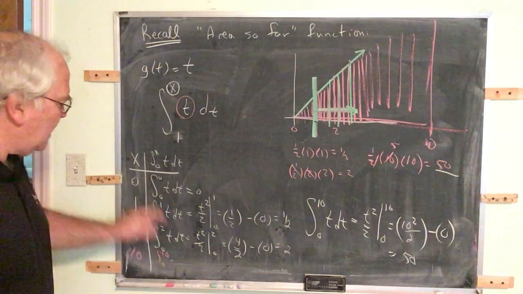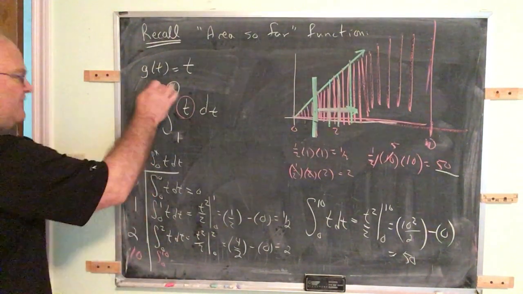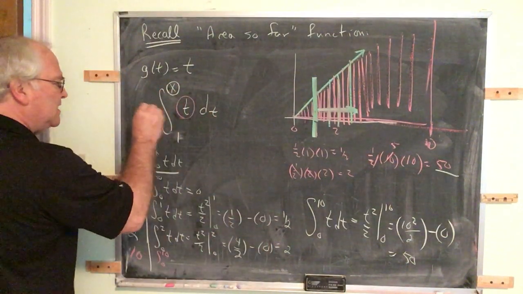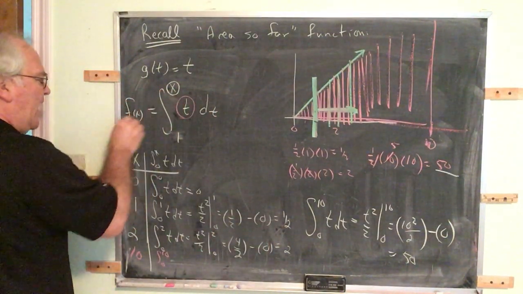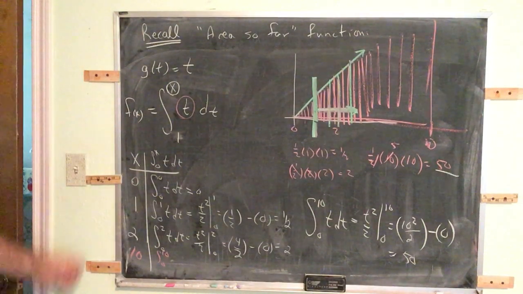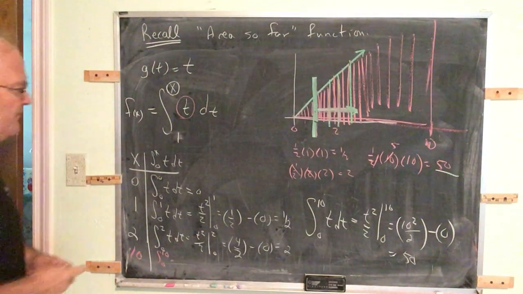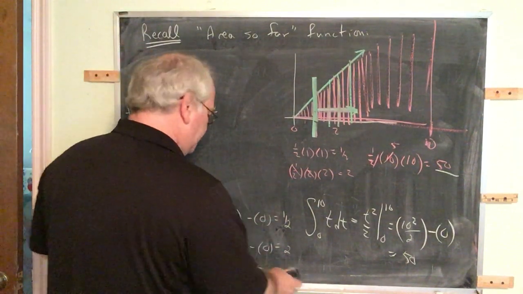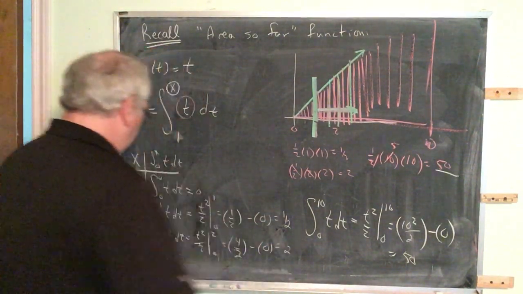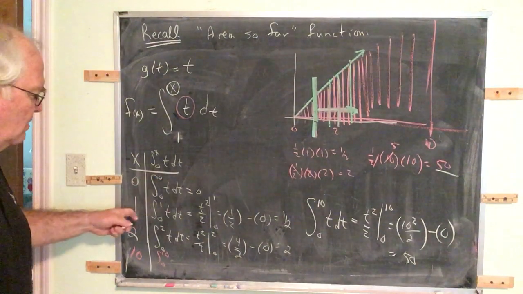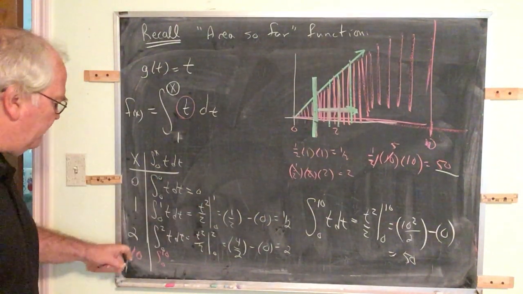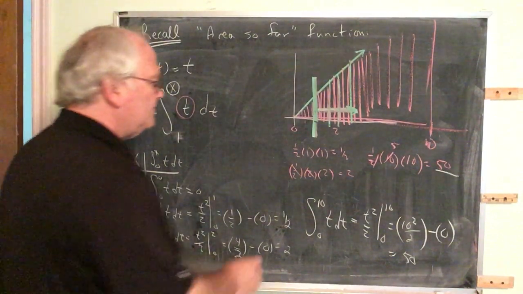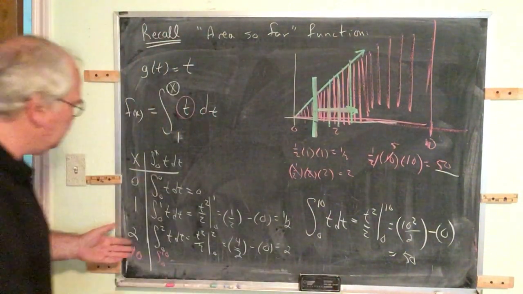This is a function of x. Given an x, you produce an output. And this is the key result from the fundamental theorem. So let's see, 0 goes to 0, 1 goes to 1/2, 2 goes to 2, 10 goes to 50. So this actually is a function of x.